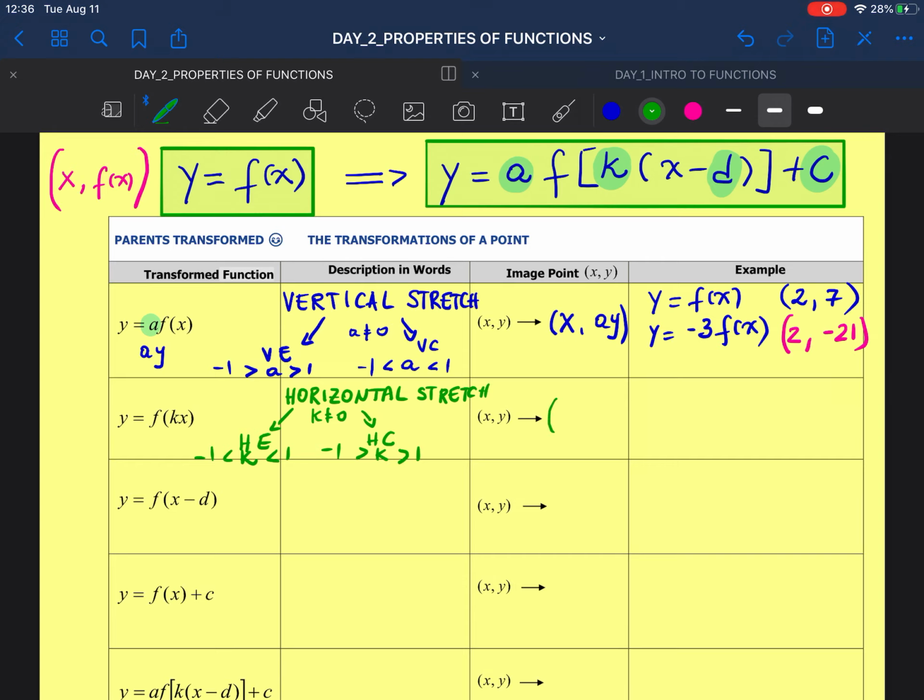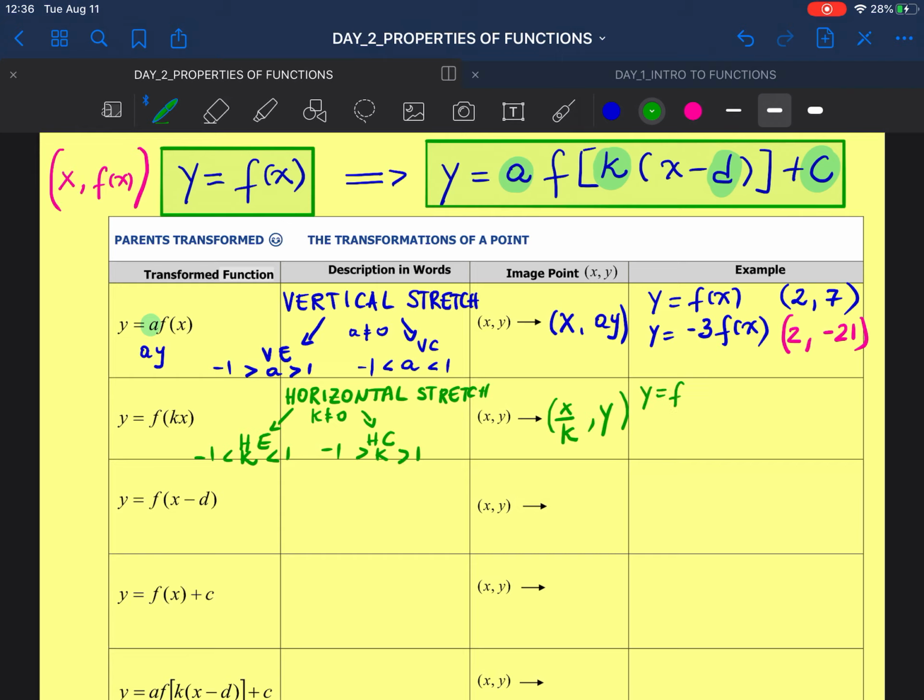What we are going to say in this case is that the new point is not going to change the y value. The y value will stay the same, but the y value will be reached for different values of x. So if k is, for example, bigger than 1, the values of x that are needed for the y will be k times smaller, because they are affected by k. So we're going to say that the x coordinate for the new point will be x divided by k.